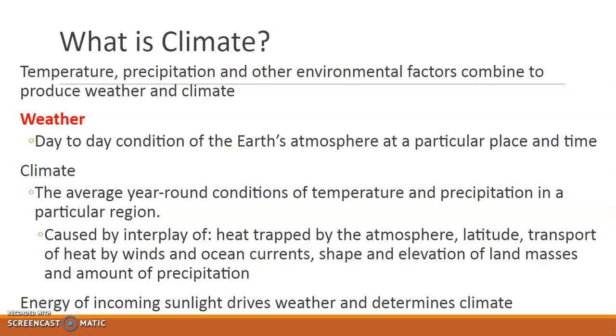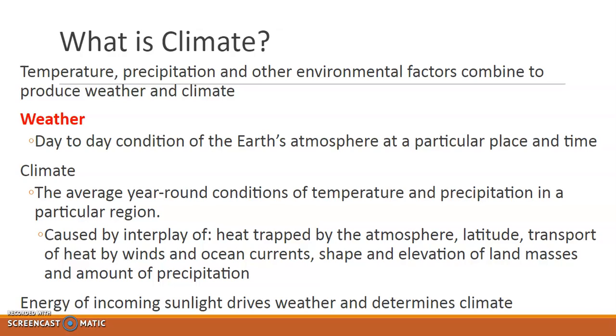So what does climate have to do with all of this? Well, first, climate is temperature, rain, and other environmental factors that combine to produce weather and climate. Weather is the day-to-day condition at a particular place and time. Climate is the average year-round conditions of temperature and rain in a particular region.